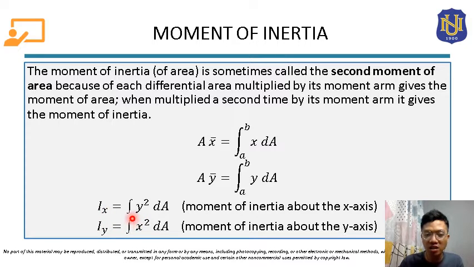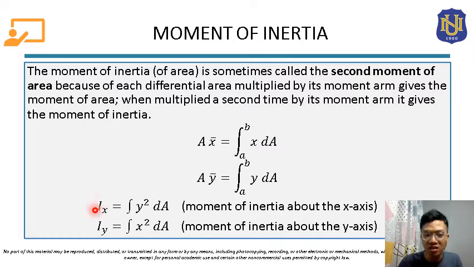Same here, this is the integral of x squared dA. The differential area here is multiplied by the moment arm x twice. So this is now the moment of inertia about the y-axis, written as I sub y, the moment of inertia with respect to the y-axis. So that's how we measure moment of inertia. There's always a reference axis where we measure the moment of inertia.